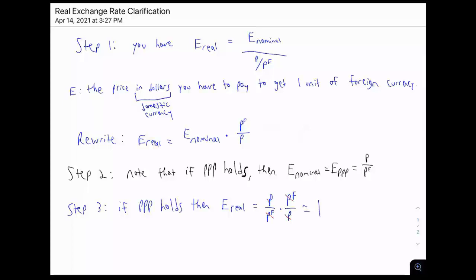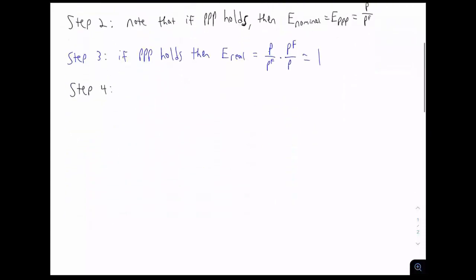Step four, you can see that if PPP holds, then the real exchange rate is equal to one. And that's kind of a definition. And that part is easy. The harder part is figuring out whether the currency is overvalued or undervalued if the real exchange rate is not equal to one.